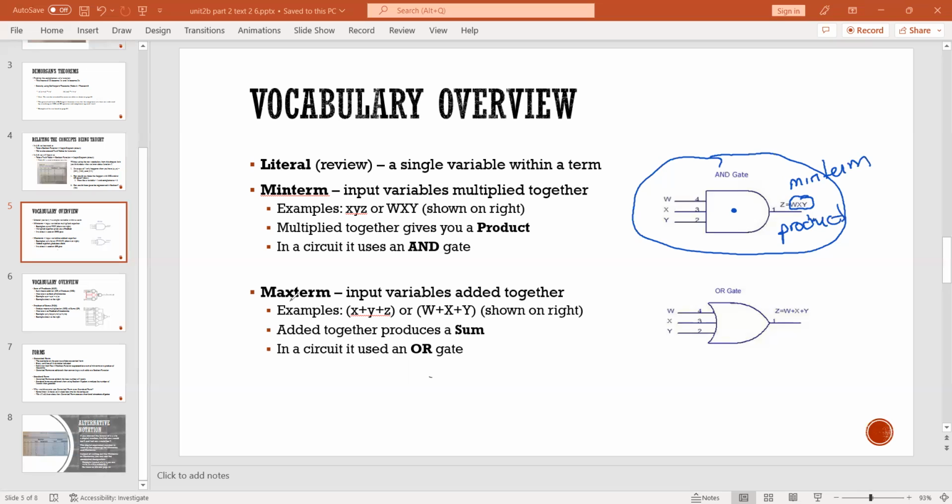So then you have a max term. And in this, your input variables are added together. So we are looking over here at the OR gate, and you have W, X, and Y, and the output is W plus X plus Y. And if you think of that, an OR gate is represented by addition. So you can think of W, X, and Y as being a sum, because that will help you understand the next slide.